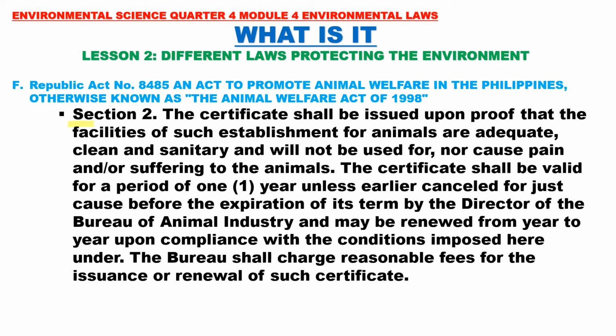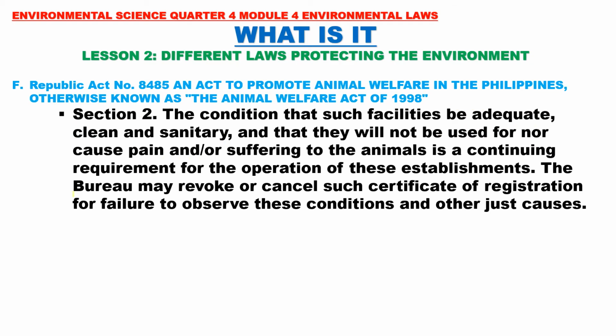Furthermore, Section 2 also states that the certificate shall be issued upon proof that facilities of such establishment for animals are adequate, clean, and sanitary, and will not be used for nor cause pain and or suffering to the animals. The Bureau of Animal Industry may revoke or cancel such certificate of registration for failure to observe these conditions and other just causes.